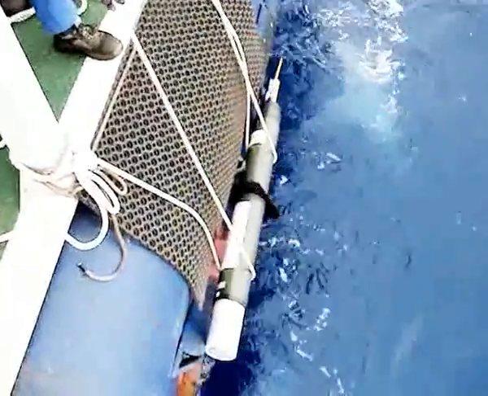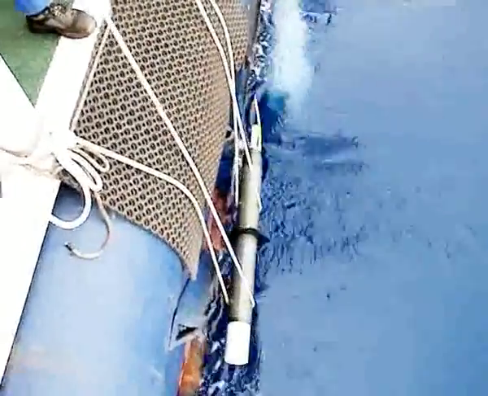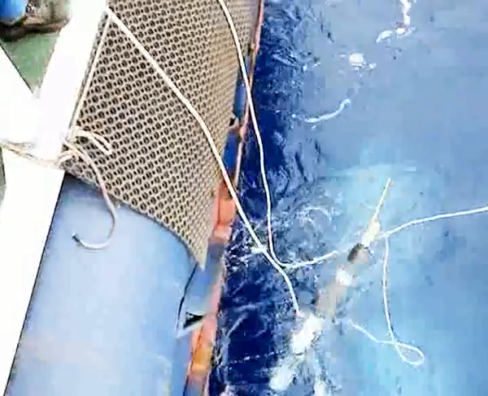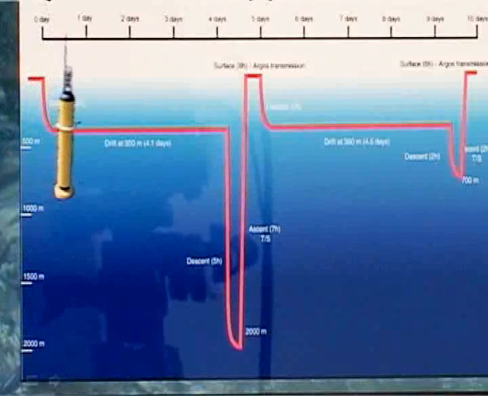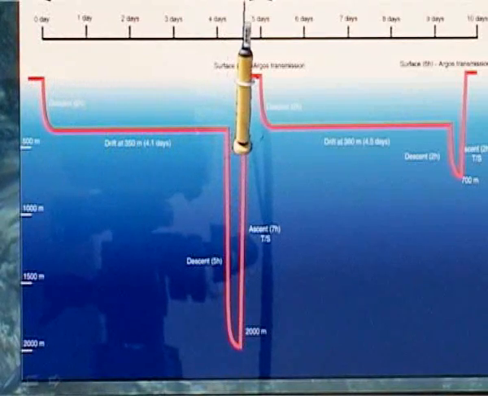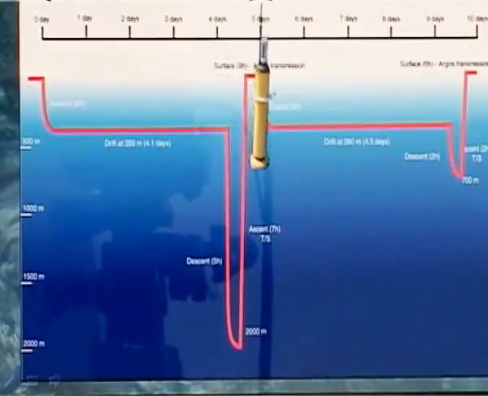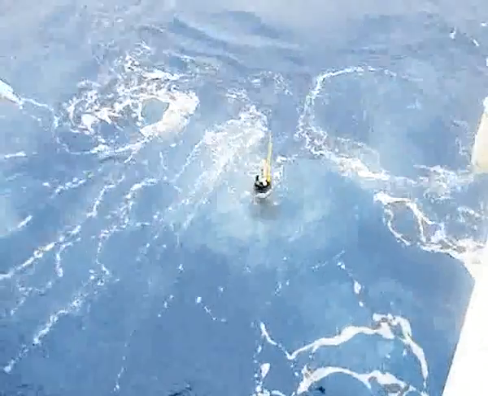Floats are usually deployed from ships and they are left to drift freely with the currents. Once they are in the water, they descend to 350 meters, they stay for 4 days, they descend to 2,000 meters, and they profile up temperature and salinity. When they are at the surface, they communicate with satellites, sending the data. Then they go down again, and the cycle starts again.